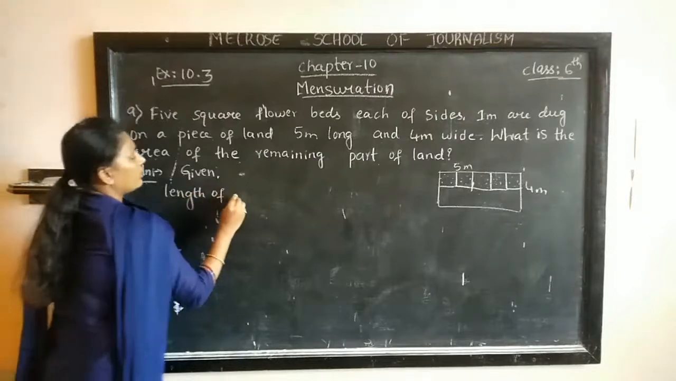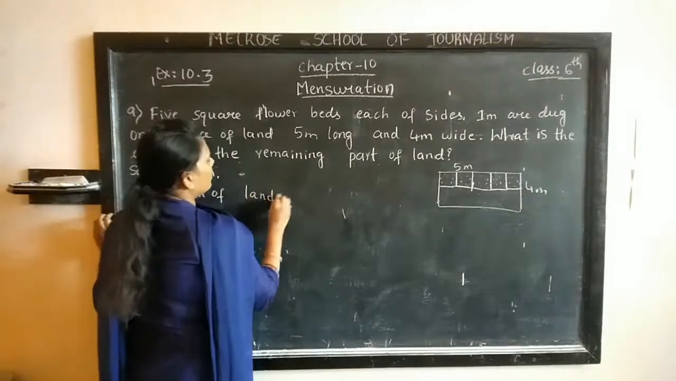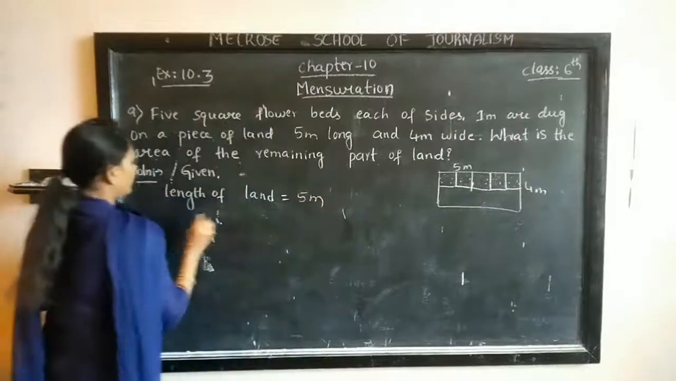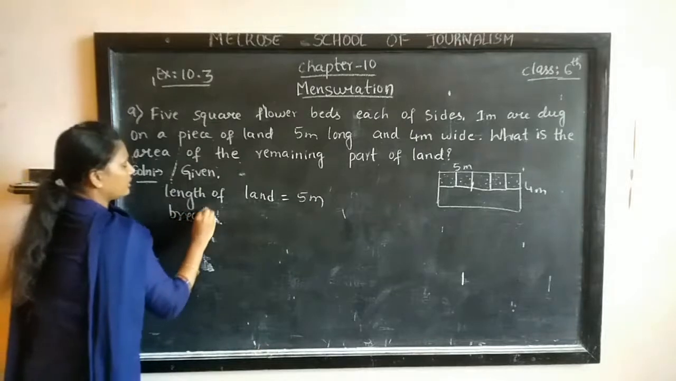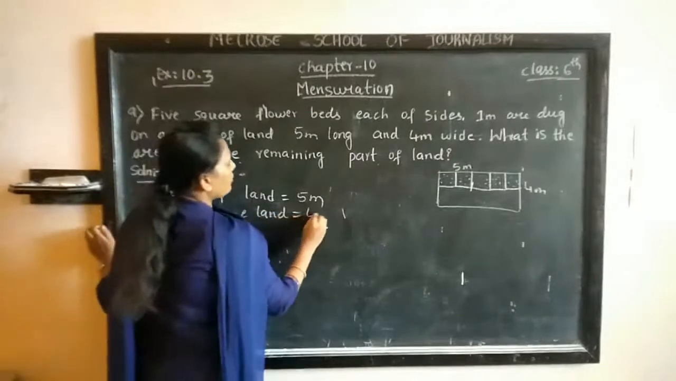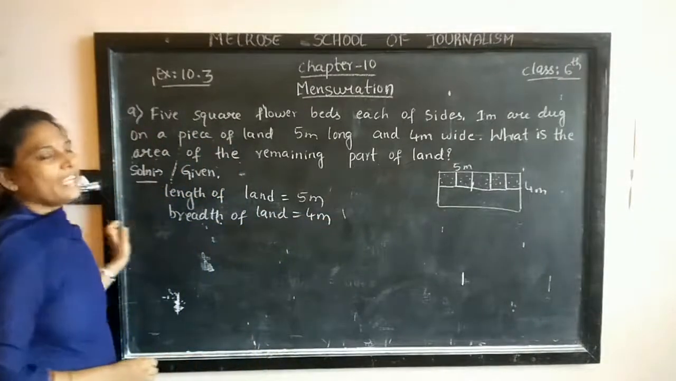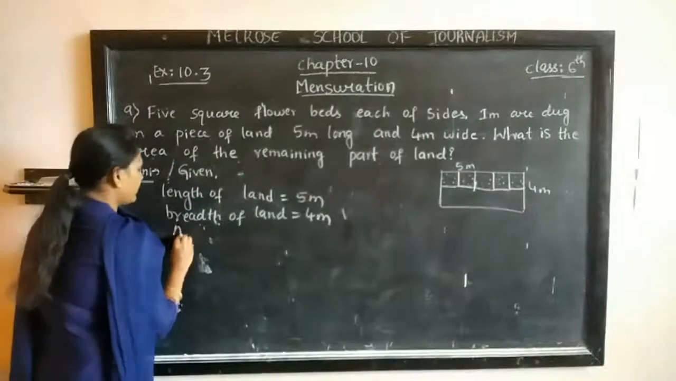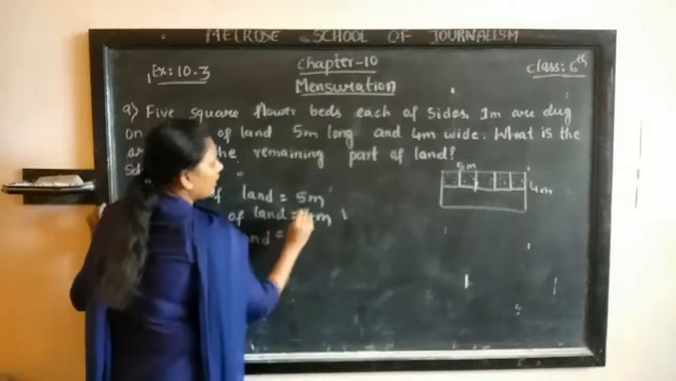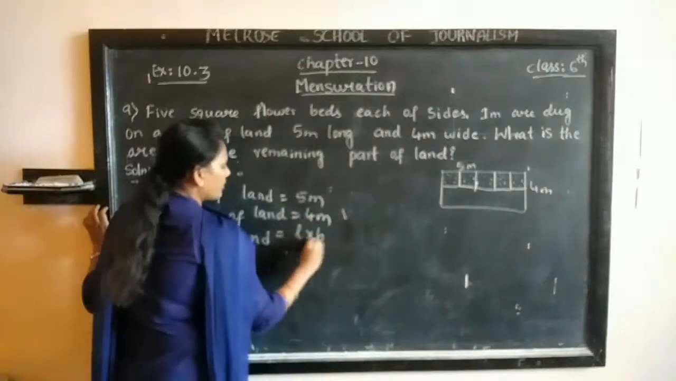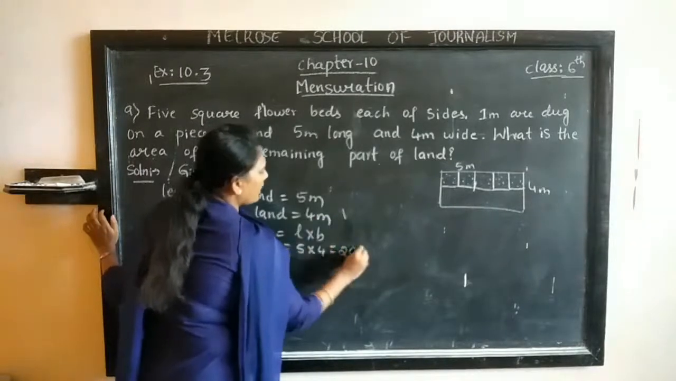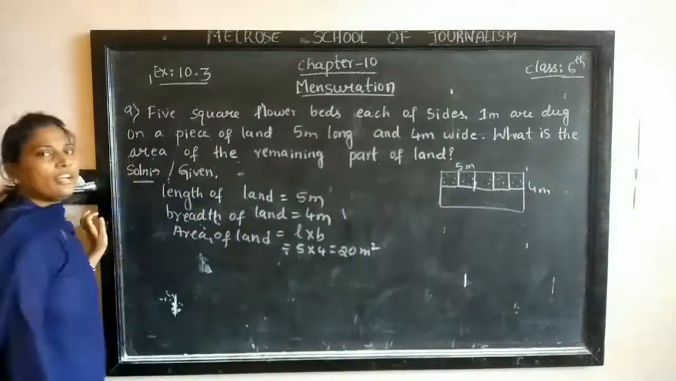What is the length of the land given? 5 meters. And what is the breadth of the land? Breadth of land is 4 meters. And what is the area of the land? Area of land is length into breadth, which is 5 into 4. 5 fours are 20, unit is meter square, is the area of the land.